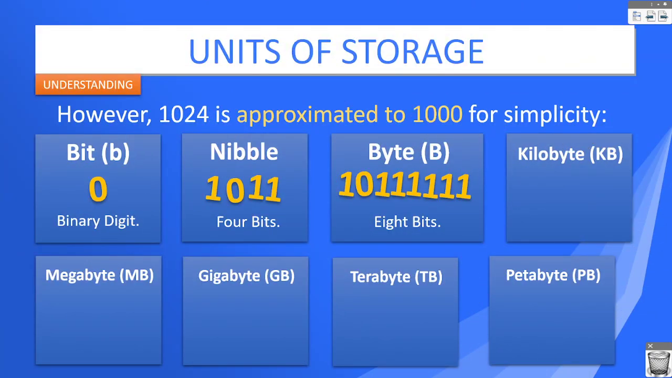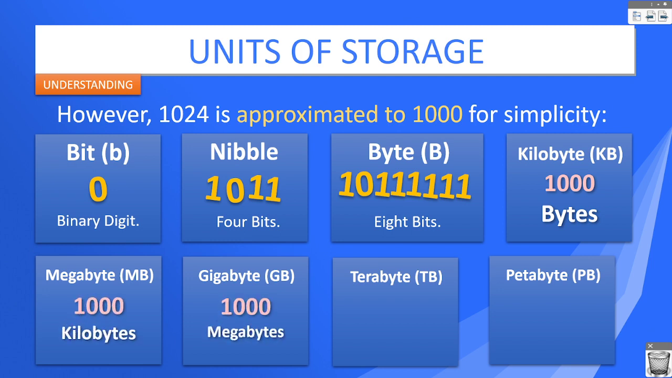However, 1024, sorry, we can approximate that. For simplicity's sake, it's more like 1000. So, you've got 0, 1011 for 4 bits, and the 8-bit representation. So for kilobytes, we could just say that a kilobyte is 1000 bytes. Megabytes are 1000 kilobytes. Same for gigabytes and terabytes.